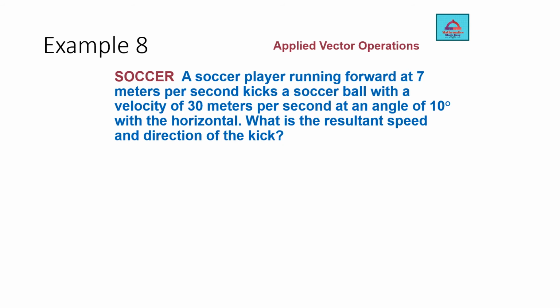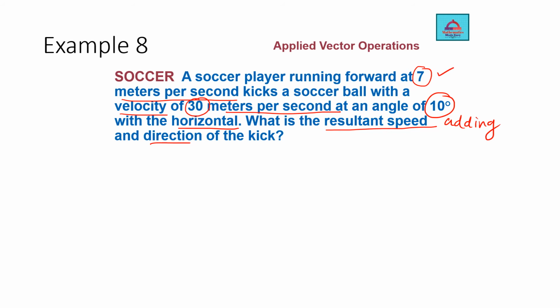First steps first, when you do a word problem, you highlight the important information. You take it out from the question. You also mark the important things given and then decide what needs to be found. So you need to find the resultant speed and direction. Resultant means you are adding the vectors. So what are the two vectors given?